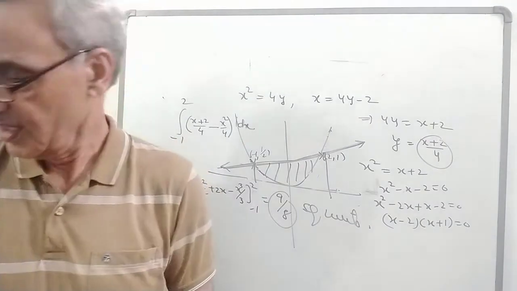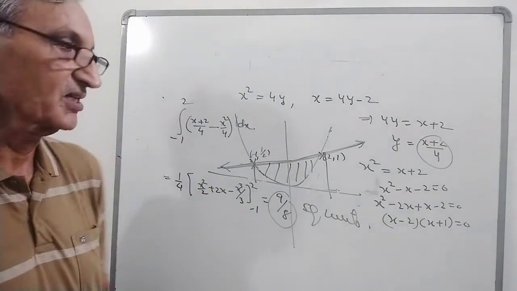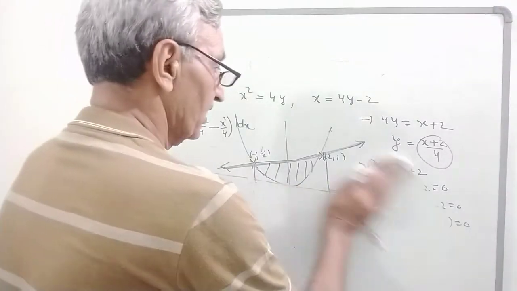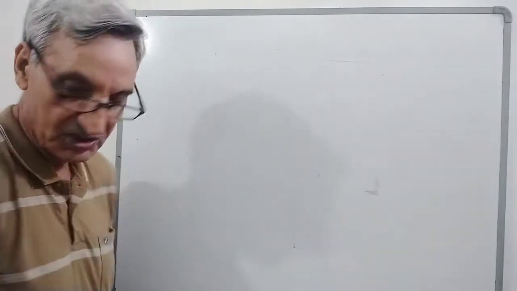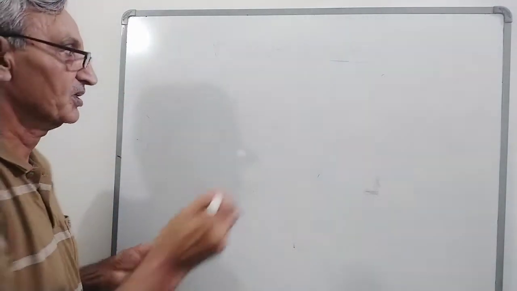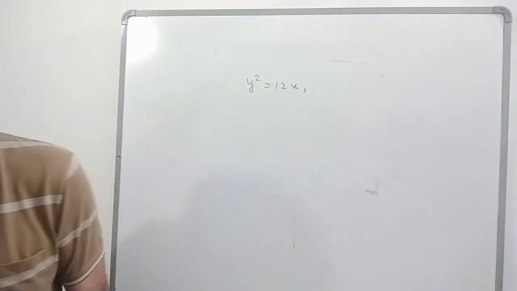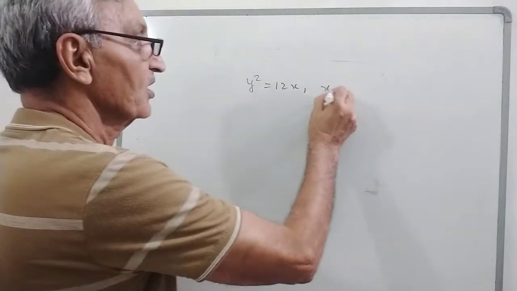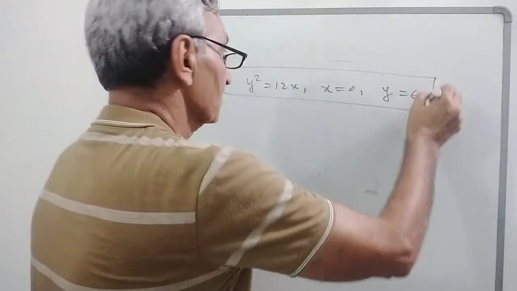That's all. My last question of the day is this one, and then I'll do one more question on the ellipse. Before that, y square is equal to 12x. This is one curve. Another is x is equal to 0 and y is equal to 6. Between them, find the area under the curve.